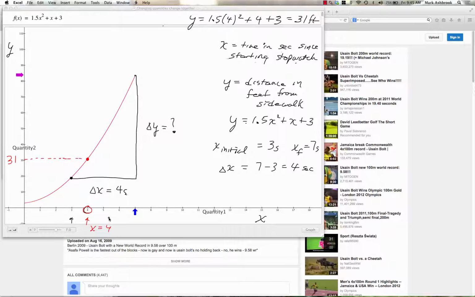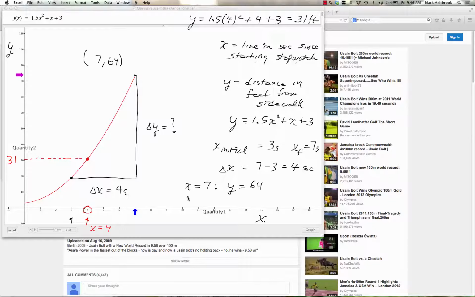So Eric, you want to keep going? Yeah, sure. So in that equation, y equals 1.5 x squared plus x plus 3. We're just going to put the final value, 1.5 times 7 squared plus 7 plus 3, minus 1.5 times 3 squared plus 3 plus 3. So you plugged 7 in, and what'd you get for y? I got 64 feet. So this is the ordered pair, 7, 64, good.